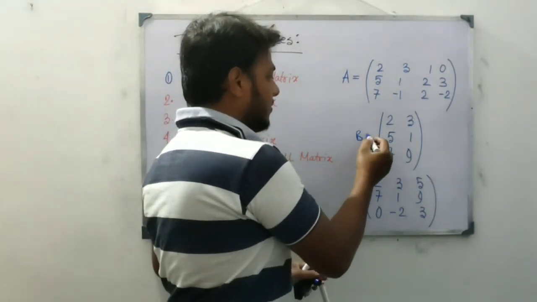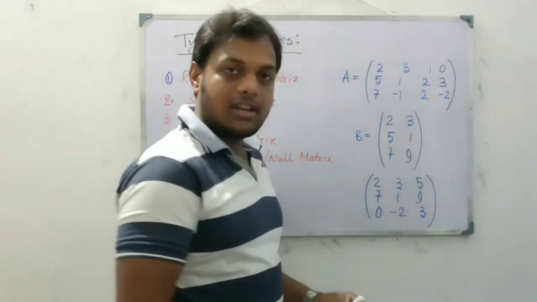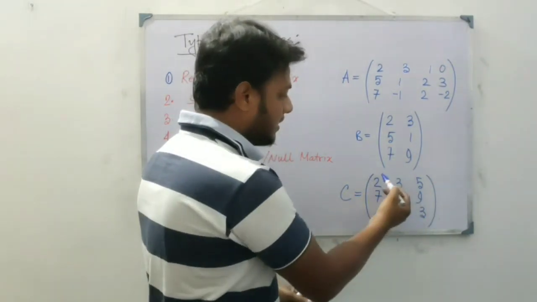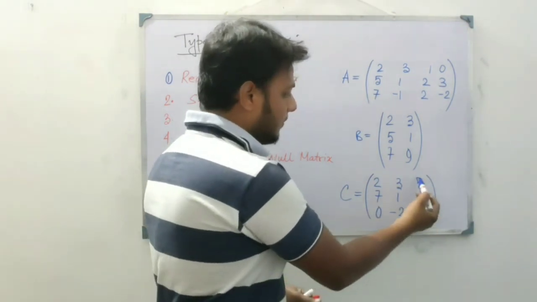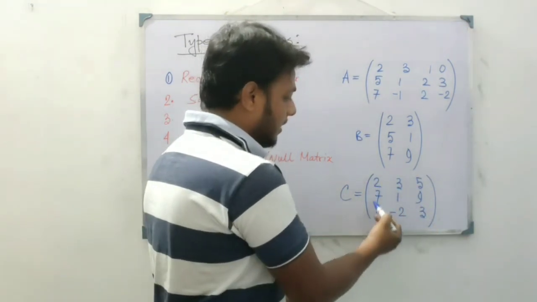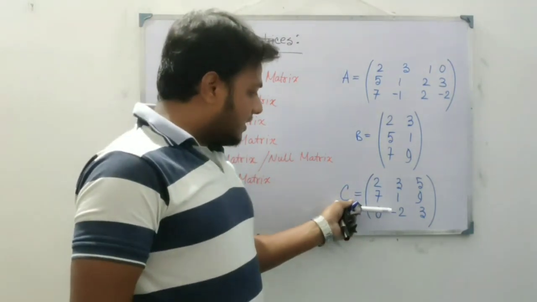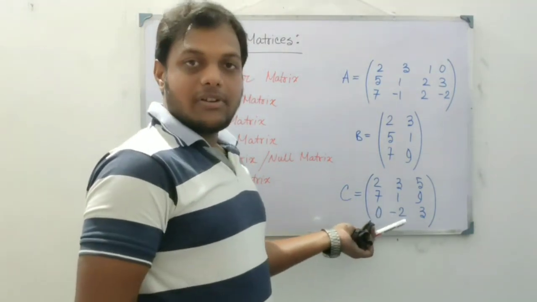For the second one, this is also the shape of a rectangle, so this is again a rectangular matrix. And for the third one, C equals to this. This is the shape of a square. See, there are 3 elements, and along this there are also 3 elements. So this is the shape of a square, so this is a square matrix.